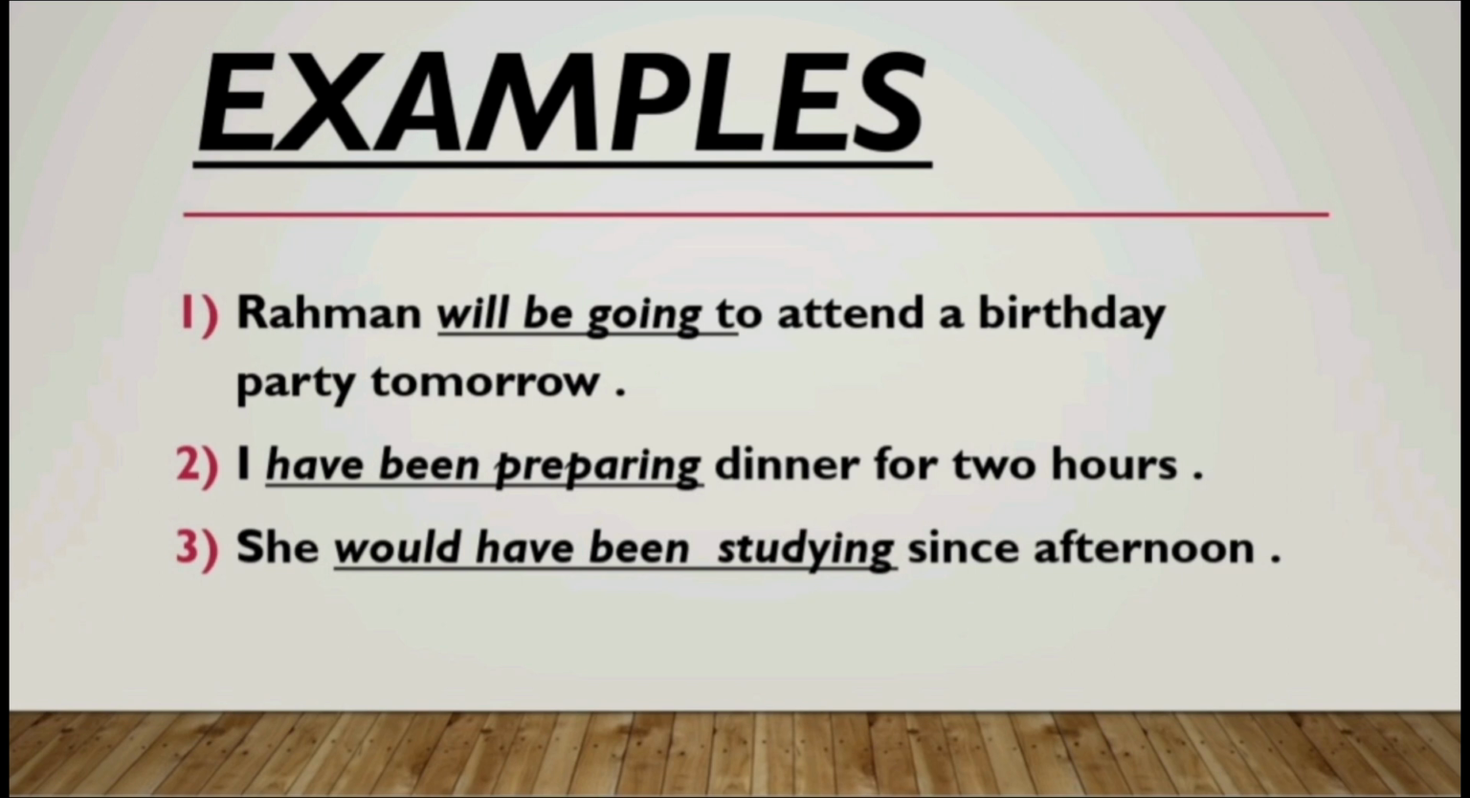The next example is: she would have been studying since afternoon. This also shows duration, something that would have been happening. She would have been studying for a particular duration of time, since afternoon, and she might have continuously been studying for that particular point of time.